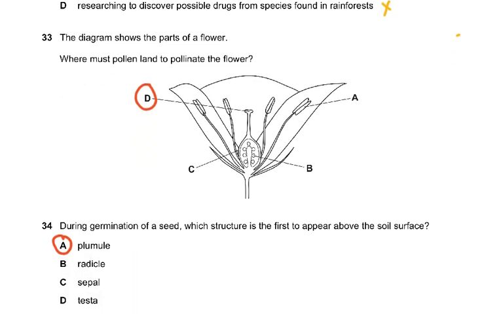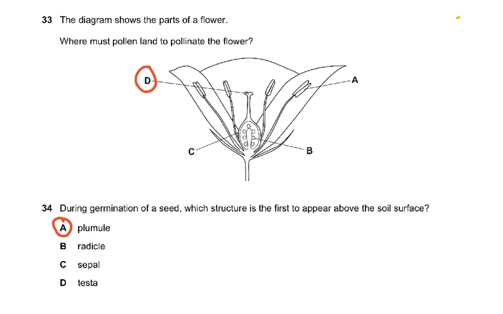Then coming on to question number 33, the diagram shows parts of a flower. Where must pollen land to pollinate the flower? You know that this is the stigma, this is the style, and this is the ovary. So this is something basic that you had to know. A was the anthers, and the anthers are where the pollen is formed. But then that is when the pollen will burst and be released, then the pollen will come here and land on the stigma.